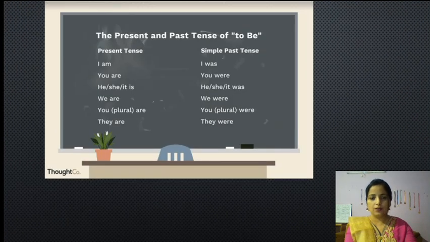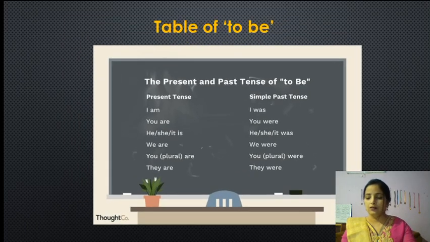Okay, the table of to be. This table is extremely important in active passive voice. Okay, it's very important. The table of to be. To be is a verb. Basically, a verb, I think in Hindi, it is known as kriya.